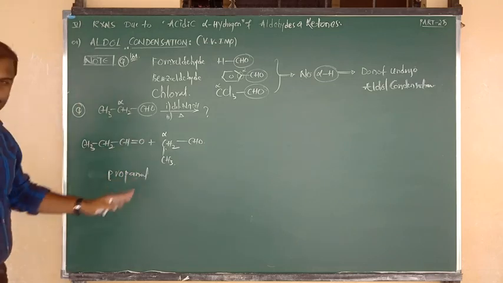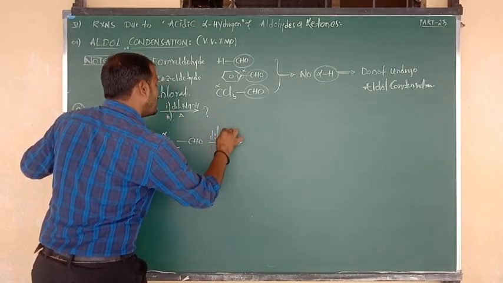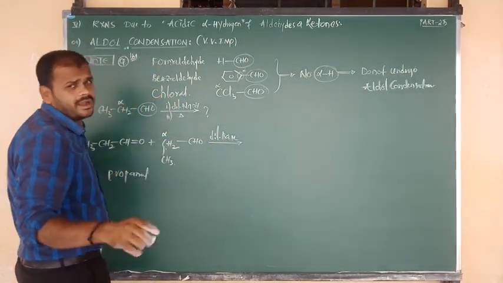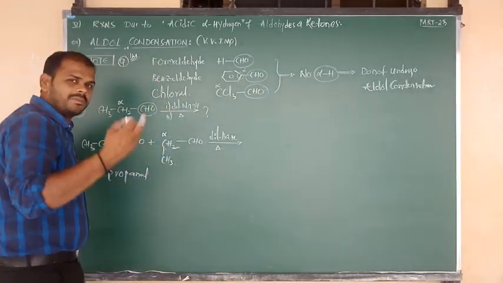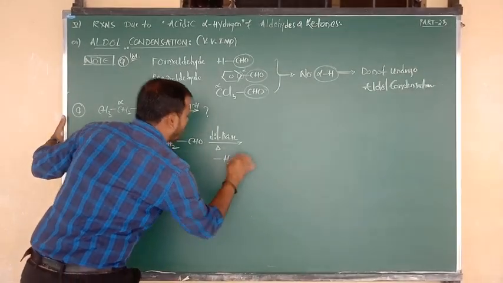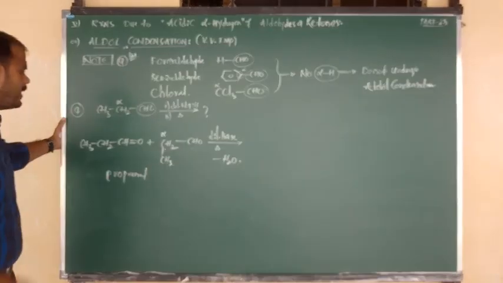2 same moles of propanal, simply in the presence of dilute NaOH, or simply we can say in the presence of dilute base, will form the beta hydroxy aldehyde. No problem, you don't need to focus on that. Followed by heating, they undergo dehydration. Dehydration means loss of a water molecule. So how to remove the water molecule, I am going to tell you completely in a short way.